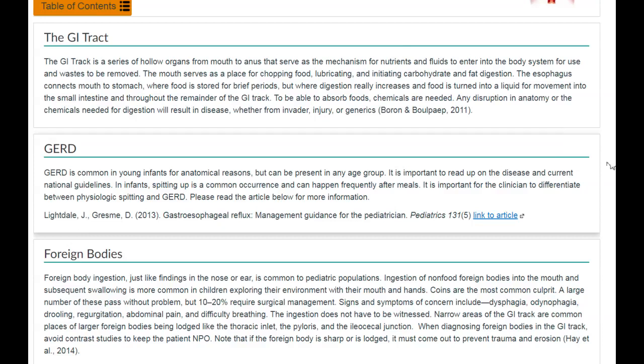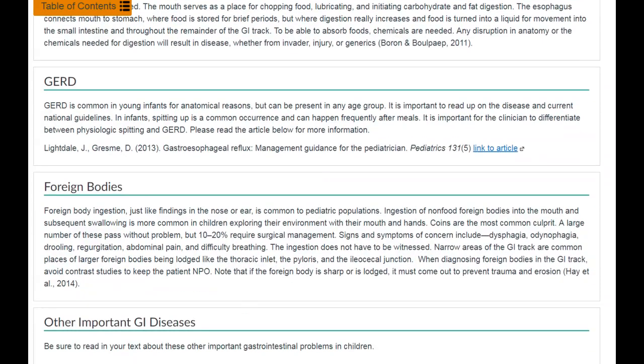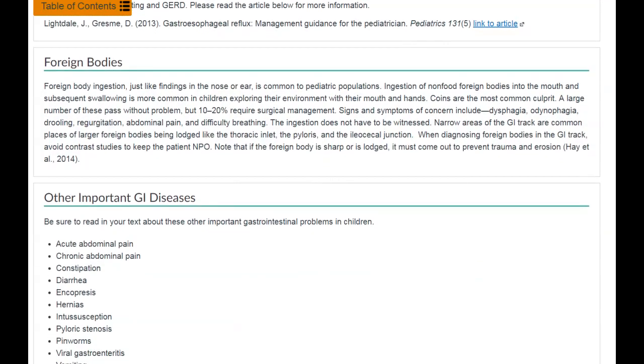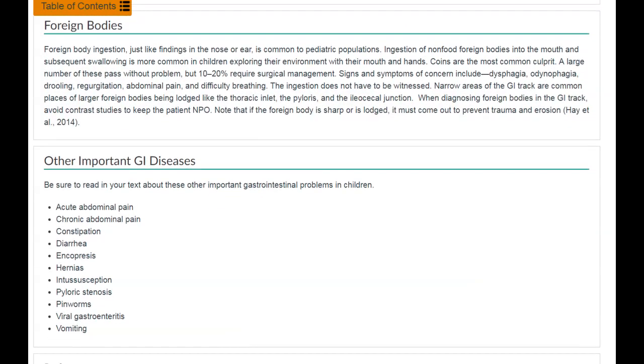Foreign bodies. Foreign body ingestion, just like findings in the nose or ear, is common to pediatric populations. Ingestion of non-food foreign bodies into the mouth and subsequent swallowing is more common in children exploring their environment with their mouths and hands. Coins are the most common culprit. A large number of these pass without problem, but 10 to 20% require surgical management.